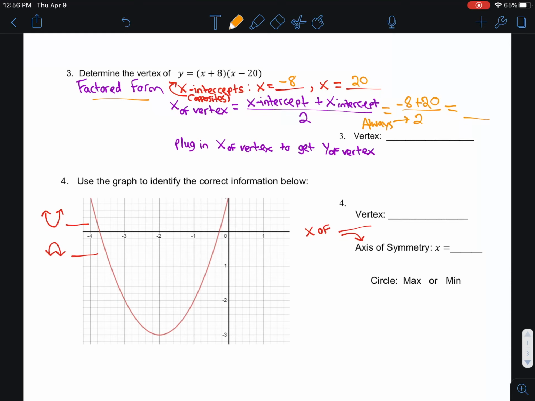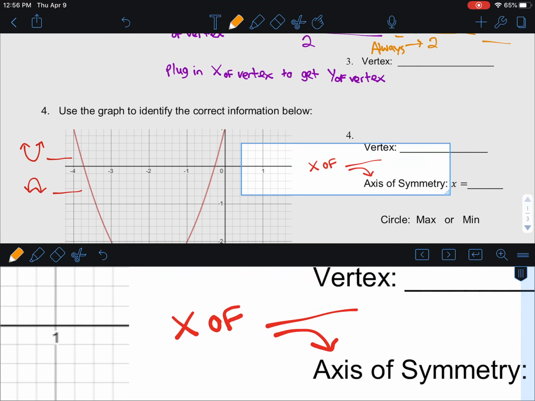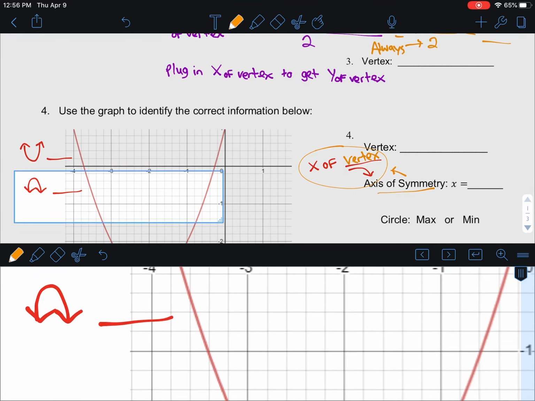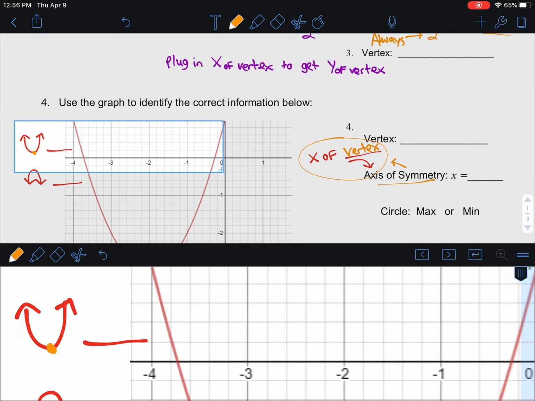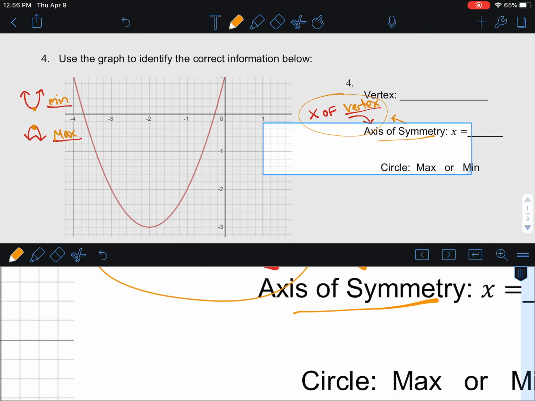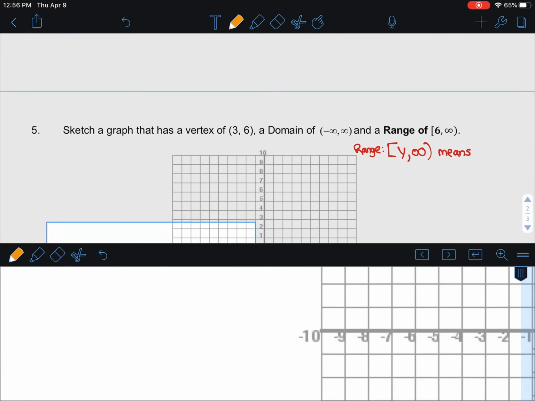I think you should be able to get the vertex. Remember, the axis of symmetry is the x of the vertex. So if you're wondering what the axis of symmetry is, it's just the x of the vertex. Remember, whenever it opens up, our vertex is a minimum, or we say min. Whenever it opens down, our vertex is a maximum. So if you look here, this one would be a minimum. Again, you can look at my answer key to check that too.